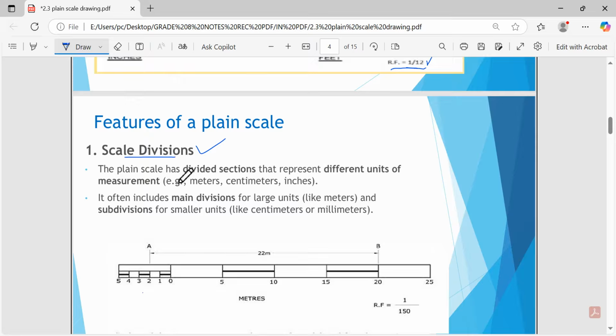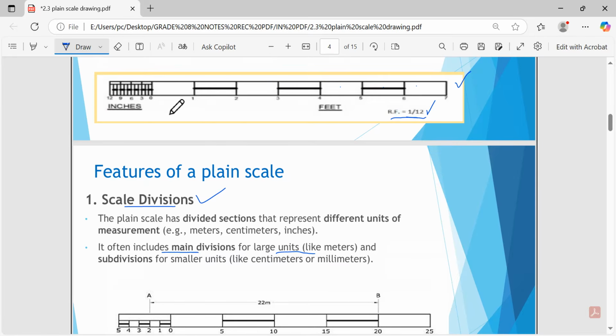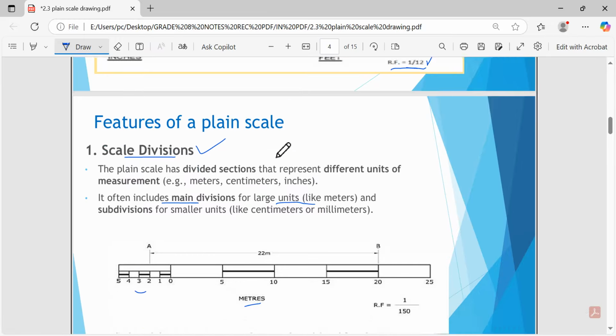So plane scale division is what we are talking about: the divided sections, where we have this part where these are equal, and then we have the first part which is again subdivided into equal parts, like that. Okay, it often includes a main division of large units like meters, this one, and then other smaller units on this side, like what you can see, this feet, then inches. Of course, if this is 1 foot, this cannot be 1 foot. This has to be something lesser. So you get the idea. Okay, because we know 12 inches make 1 foot, etc.